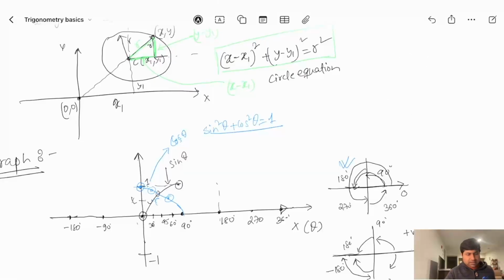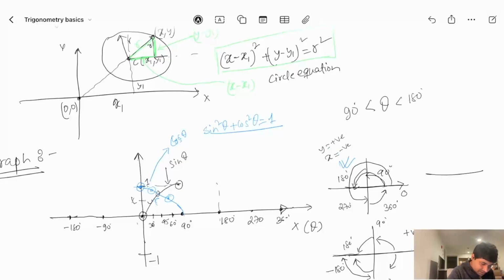Okay, now let's understand the situation when theta is, let's say, above 90 degree and below 180 degree. For that instance, what will be the value? So it comes to the second quadrant, and from the second quadrant we already discussed, the value of x is negative, and y is still positive.